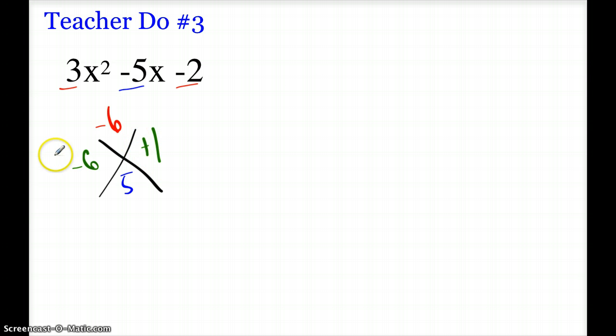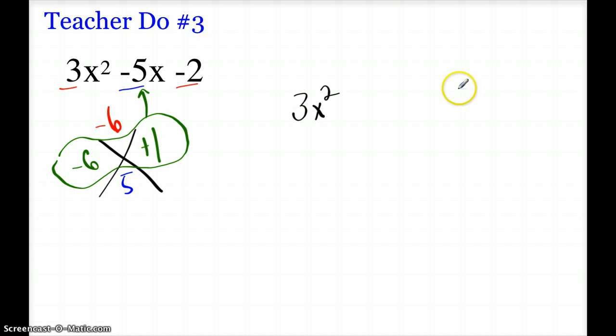Now the way that I write this out changes. I'm just teaching you another method, okay? And these two numbers will replace that 5x. So I'll rewrite it as 3x squared, and then the -2 at the end, and then these two terms in the middle make up that -5x, -6x and +1x. Again, the order doesn't matter. I can switch these two around, but these two terms end up in the middle. See how this was a 5x and now it's going to be these two terms?